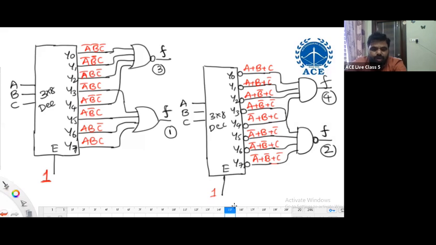It is your wish. You can use a logic 1 output decoder. Bharat, if it is conventional, you can go with whichever is comfortable to you. That is not mentioned.